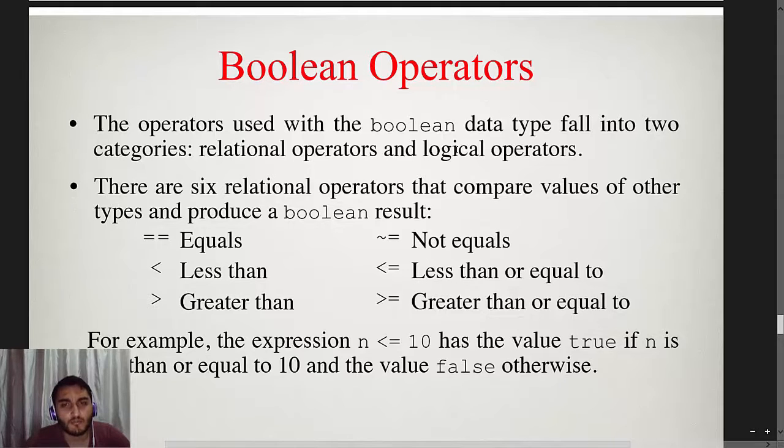There are 6 relational operators that compare values of two other types to produce a Boolean result: equals, not equal, less than, greater than, less than or equal to, greater than or equal to. It's all the same as in mathematics. There's no difference. For example, the expression n smaller than or equal to 10 has value true if n is less than or equal to 10 and value false otherwise. If n is 9 it's true, if it's 12 it's false.